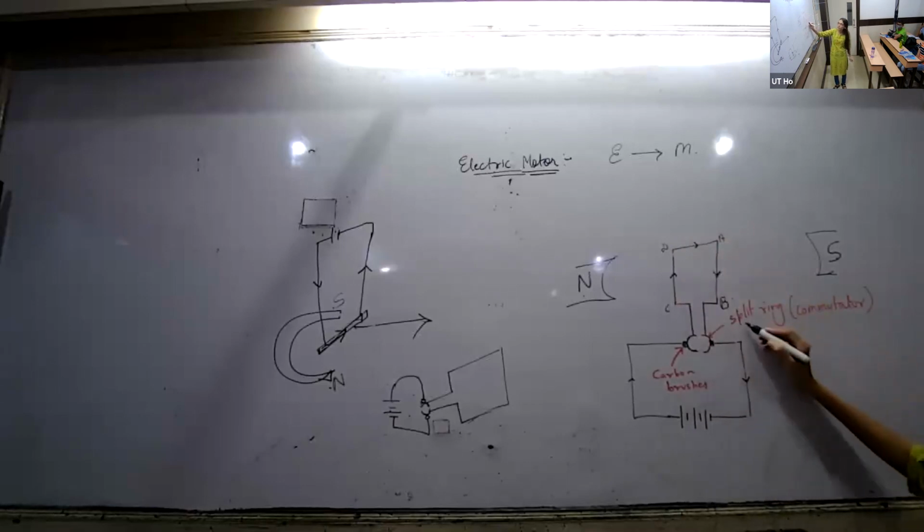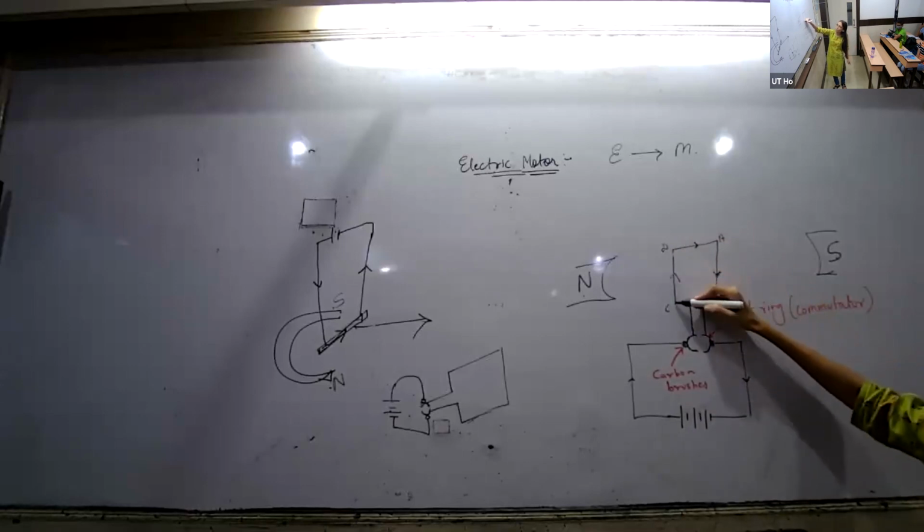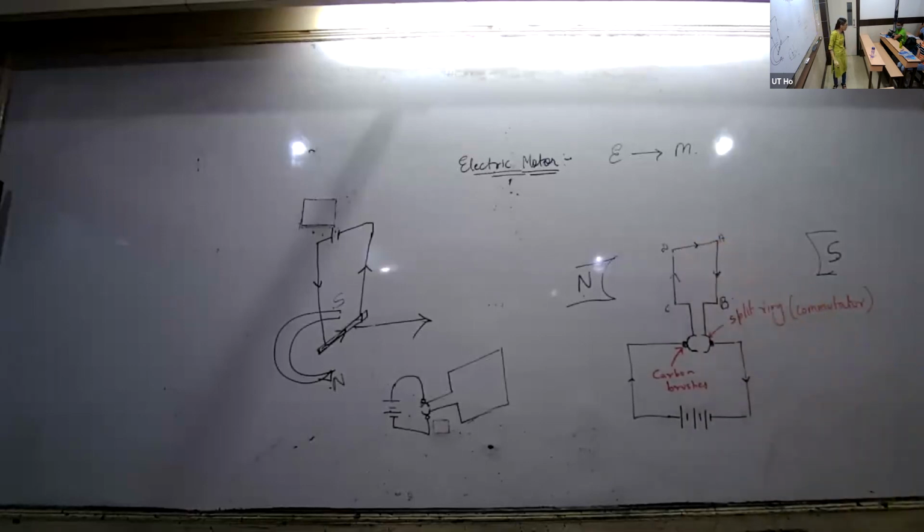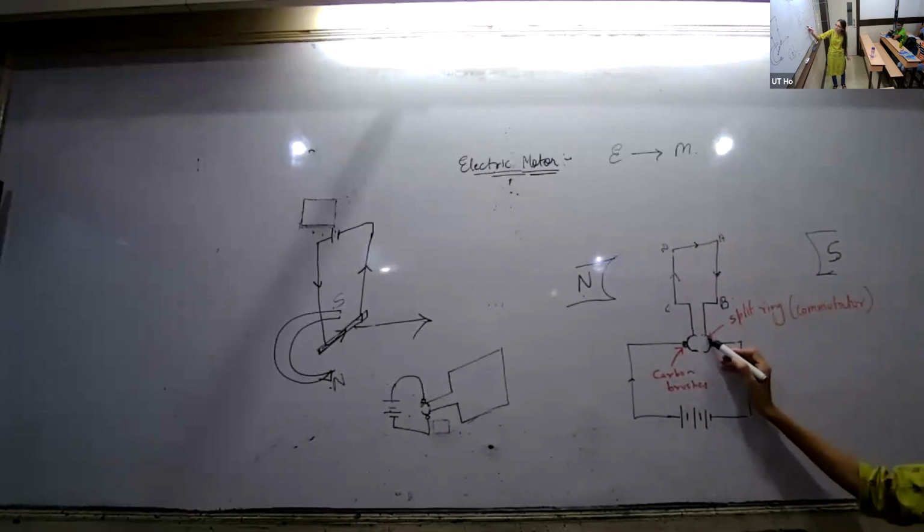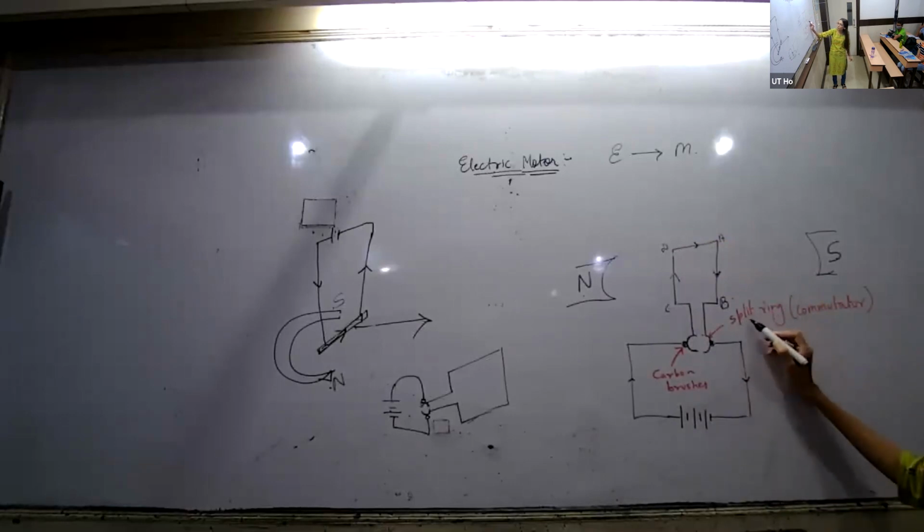So that is why in this CD, opposite direction current is going, and that happens because of what? This split ring which are in contact with the brushes. So what is the split ring doing?